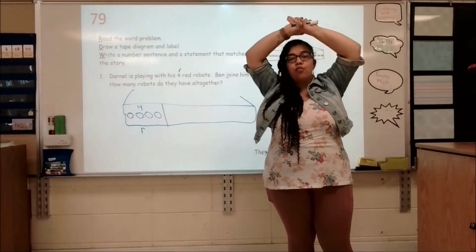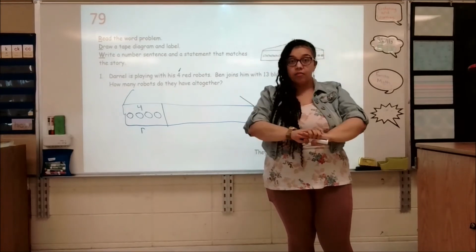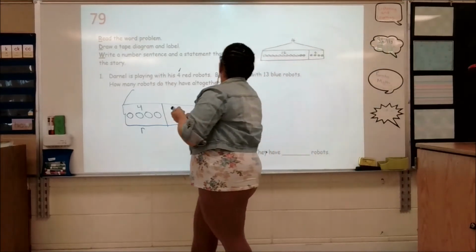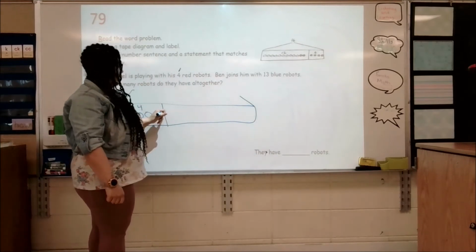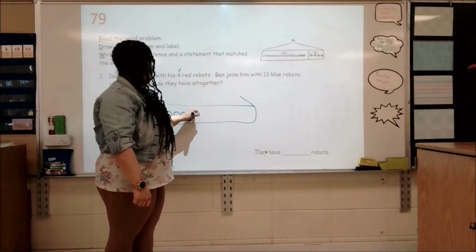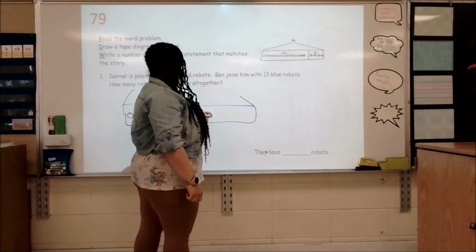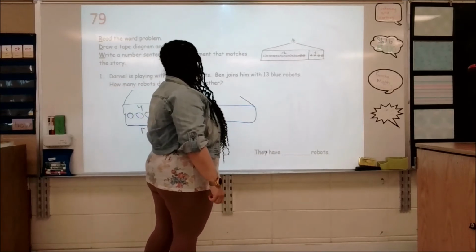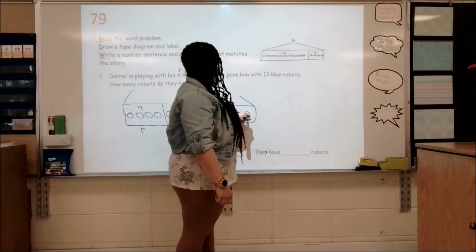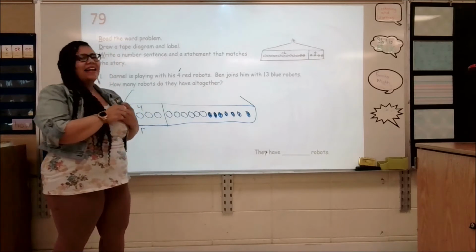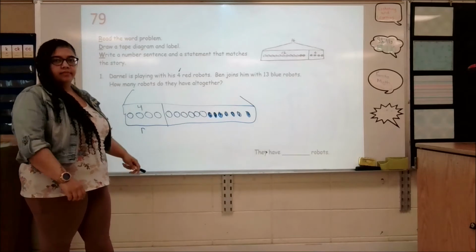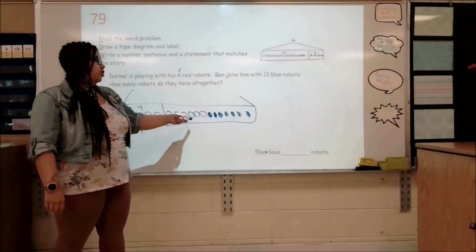We want to put the robots together. Okay, so let's go ahead and draw Ben's robots. His 13 robots, right? So, 1, 2, 3, 4, 5, 6, 7, 8, 9, 10, 11, 12, 13. Good. Why did I all of a sudden randomly start coloring it in? Because I finished this group of 10.